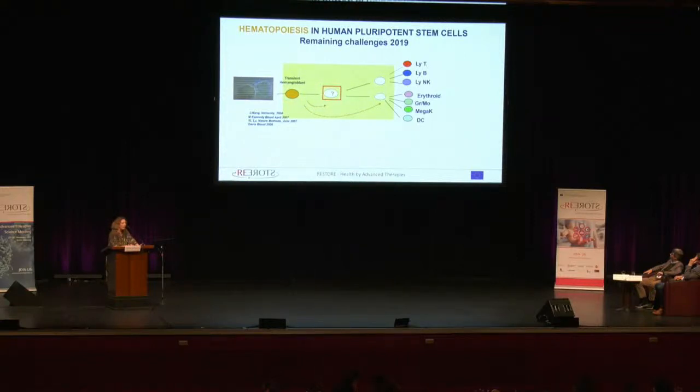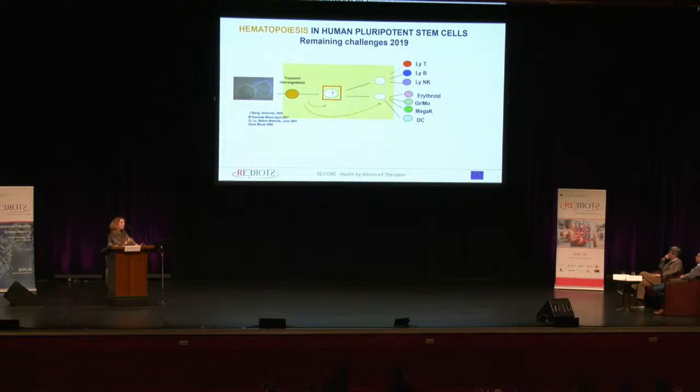So for this, our team has been working for 20 years, first from murine embryonic stem cells and human embryonic stem cells, and now on iPS cells, on hematopoiesis. We now completely agree that we have transient hemangioblasts, which are the first wave of primitive hematopoiesis. We can now also produce immune cells, but also granular, erythroid and megakaryocyte cells.